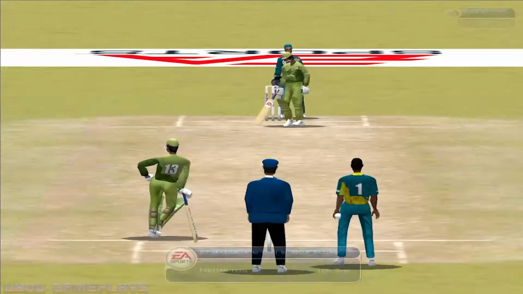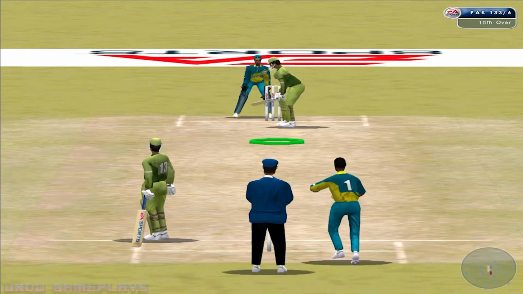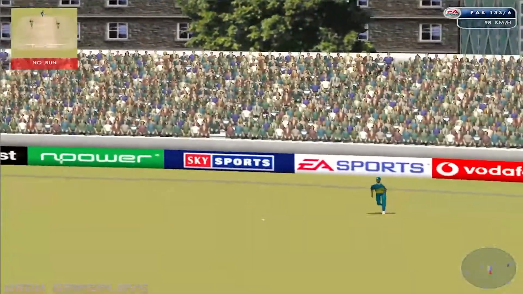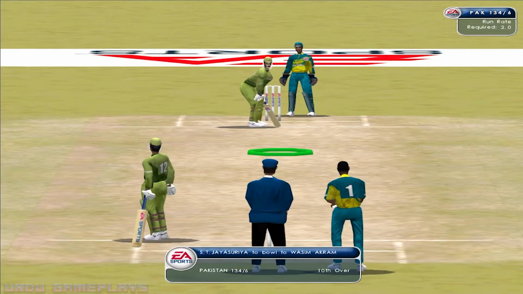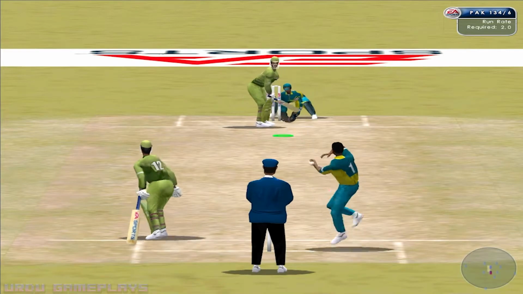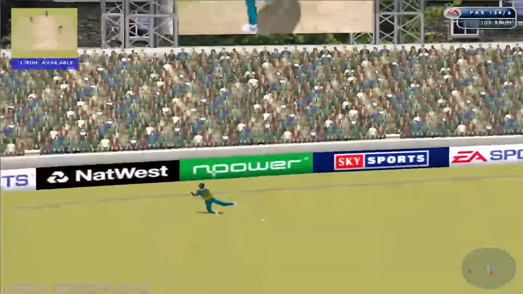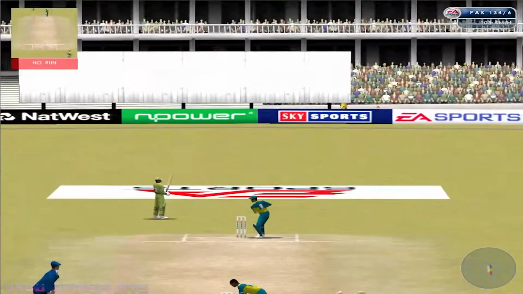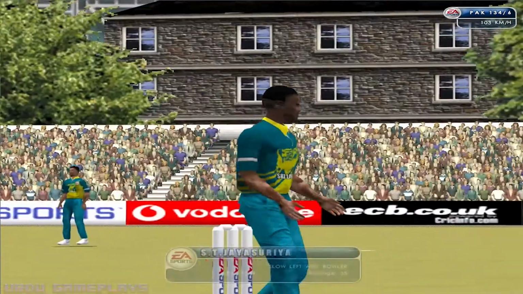11 overs are left for Pakistan. Sri Lanka are making a change in the bowling. The required run rate looks a fairly comfortable 2 an over. There it goes. Wasim Akram is off the mark. Pakistan are beginning to lose their composure.